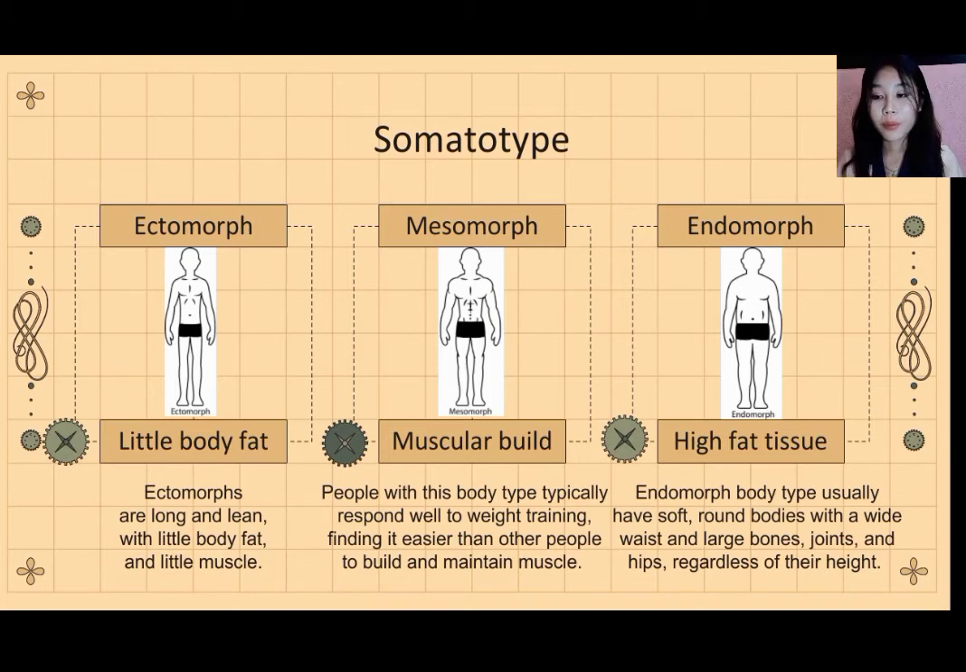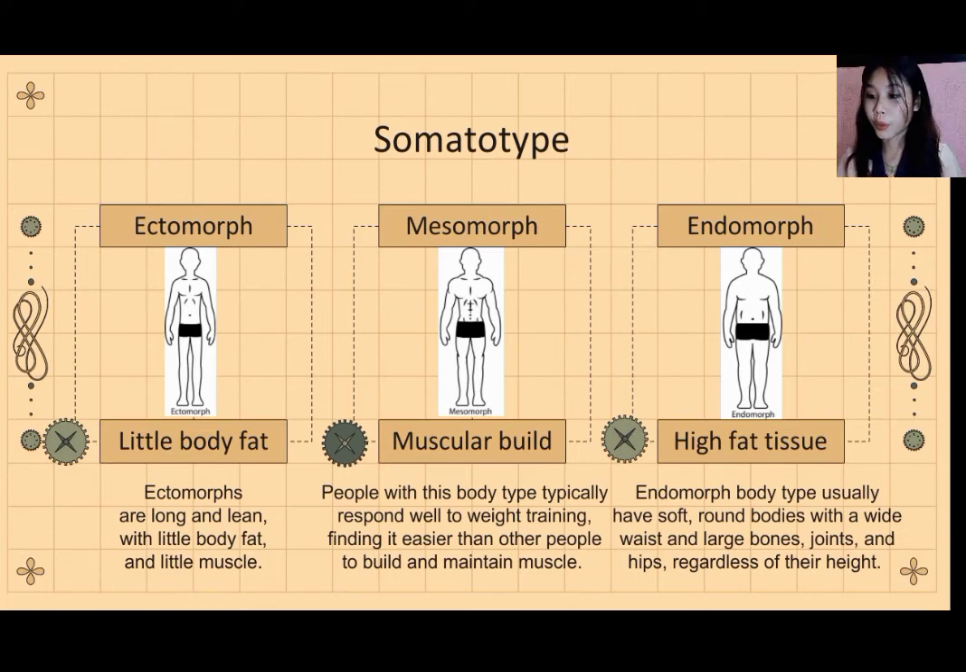And when we say mesomorph, people with this body type typically respond well to weight training. So these people are good at the gym, or they have the type of body which I admire, as I really want to gain a little extra weight. So this type of people are not thin and not thick. They're at an average level.